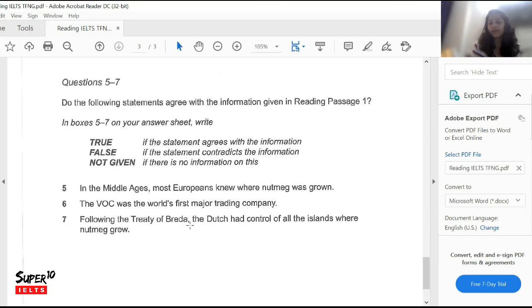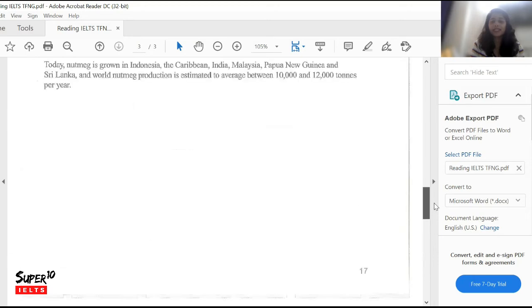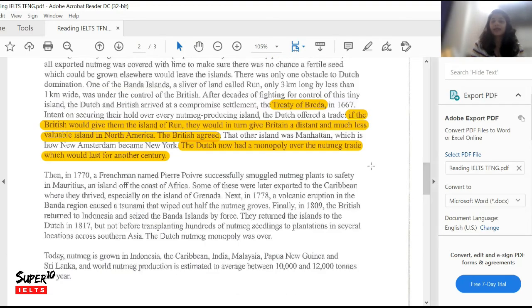Following the Treaty of Breda, the Dutch had control of all the islands where nutmeg grew. Now you have to make sure you again focus on each and every word of the statement. The Treaty of Breda, the Dutch had control of all the islands where nutmeg grew. Do you have the understanding of the statement? You cannot solve true-false questions if you do not understand the statement. You can only solve it by understanding the statement.